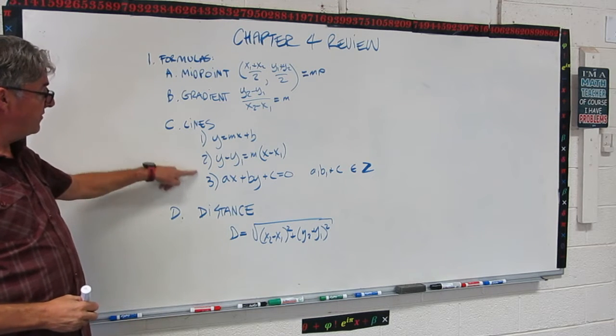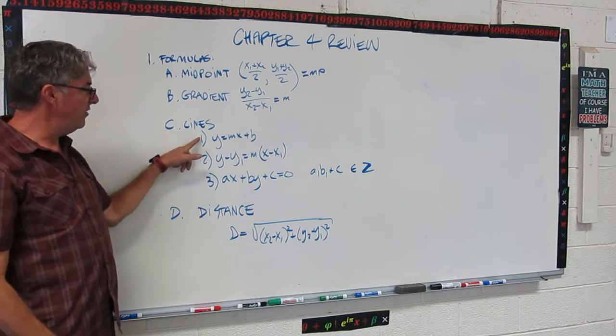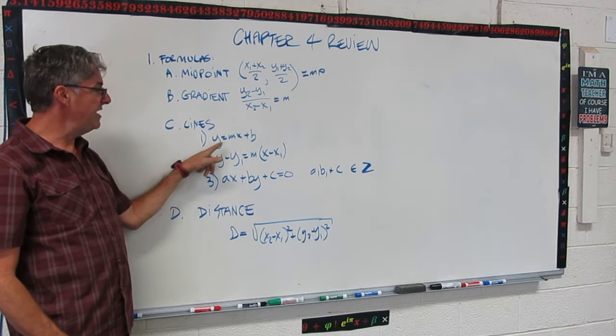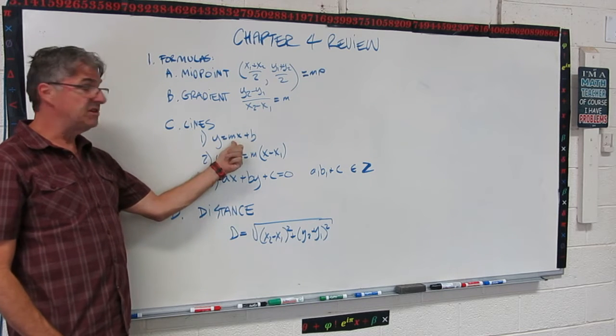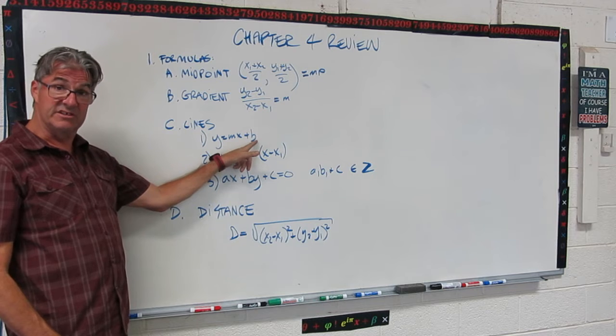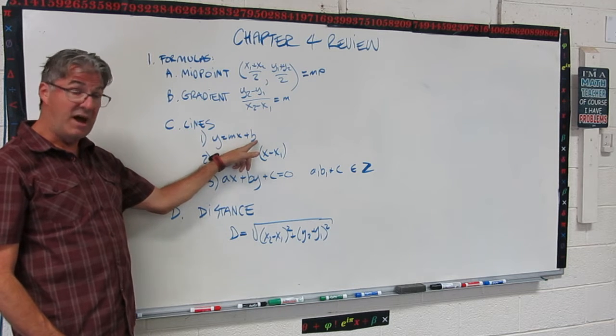And then we had 3 different formulas for lines. We had our good old friend slope-intercept, y equals mx plus b, where m is the slope and b is the y-intercept, where the equation cuts the y-axis.